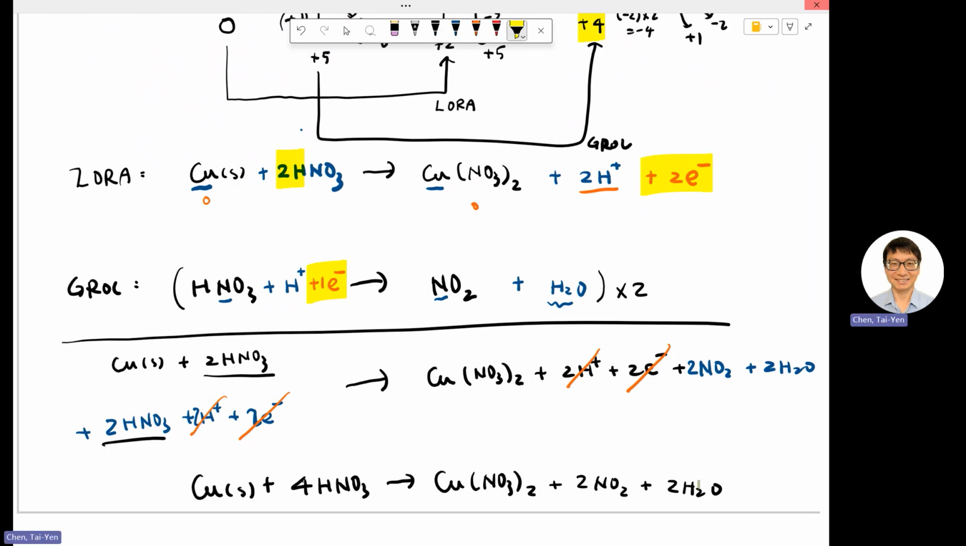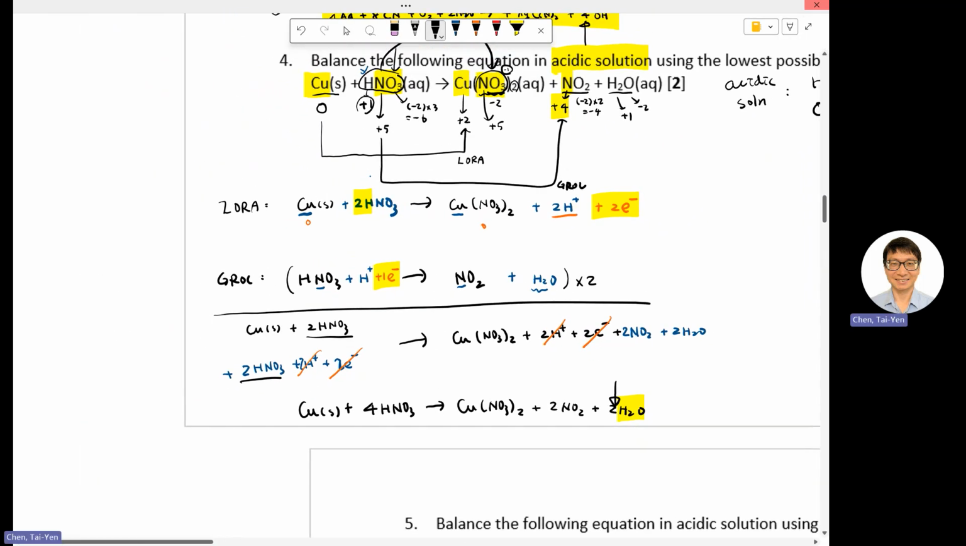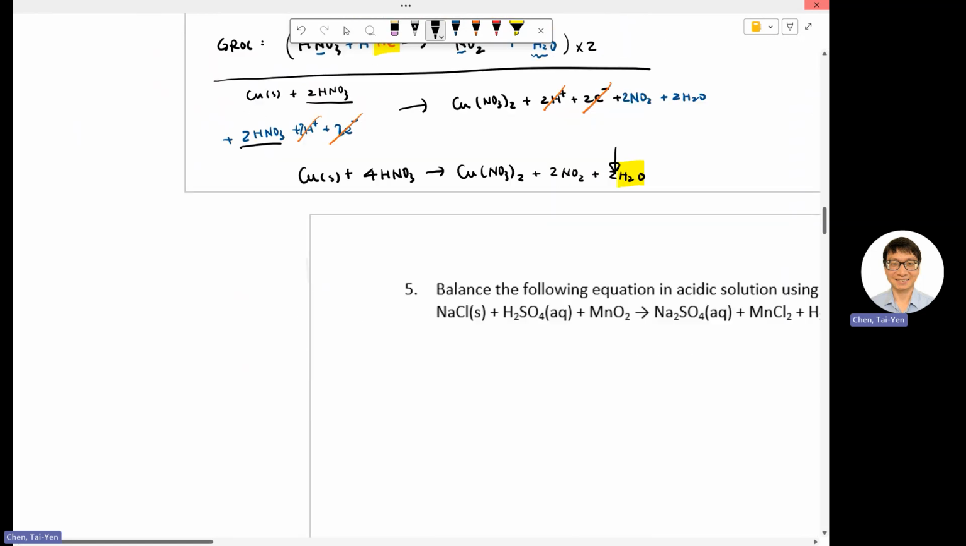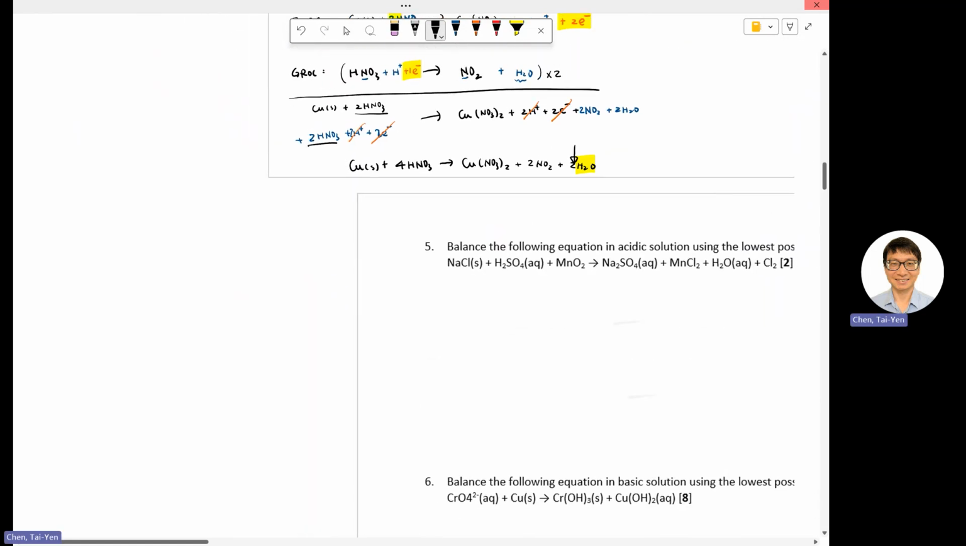Since you're looking for the coefficient in front of your H2O, the answer simply equals 2. That's how you solve question number 4. Okay, question number 5.